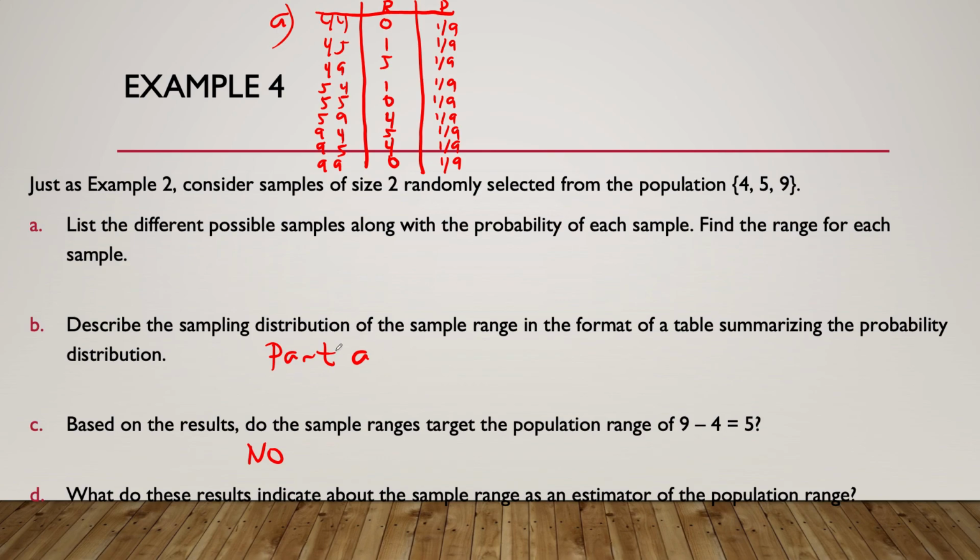No, and that's because the mean of the sample ranges is 20 divided by 9. If we were to add up this entire column, 20 divided by 9, this gives us an answer of about 2.2. So no, it does not. And then what do these results indicate about the sample range as an estimator of the population range? This is a biased estimator because of it.